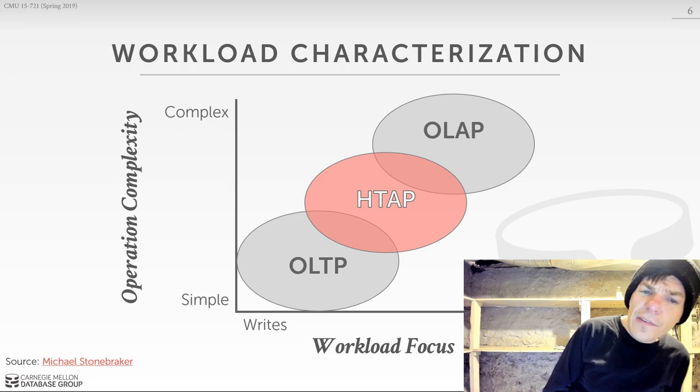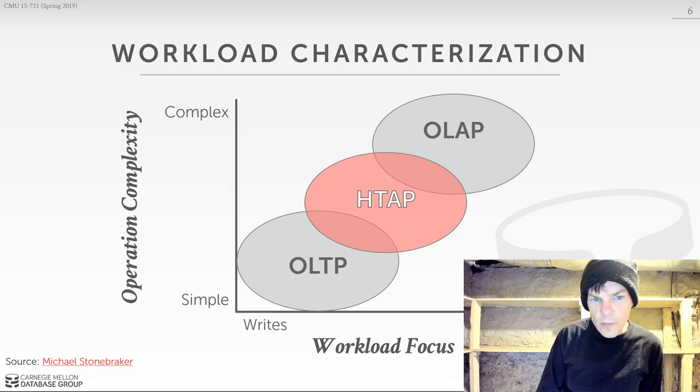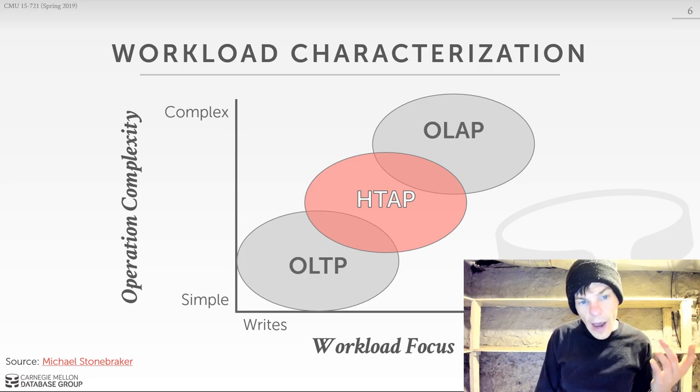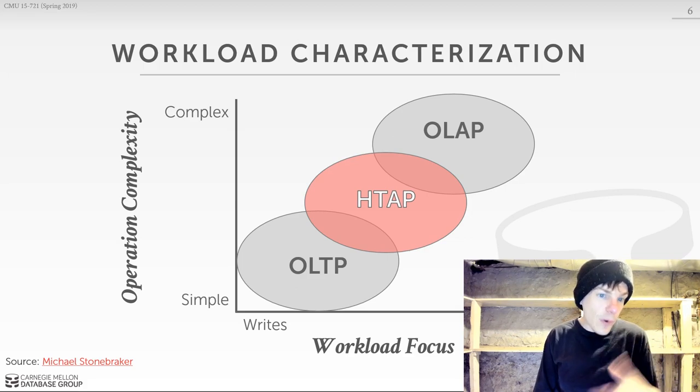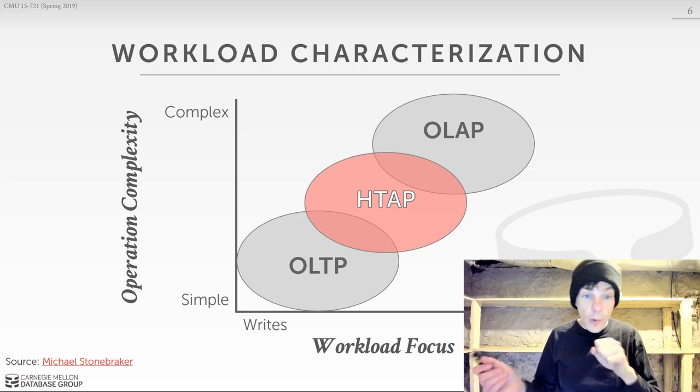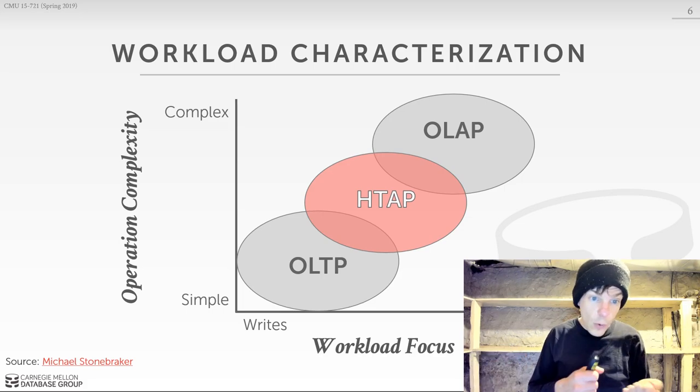Another way to characterize this dichotomy or the distinction between these different workload categories is through this nice Venn diagram chart that Mike Stonebraker came up with in a publication a few years ago. Along the y-axis, he's remarking on whether the types of queries that these workloads are going to support are either simple or complex. And then on the x-axis, it's whether the workload is focused on doing a lot of writes or doing a lot of reads.